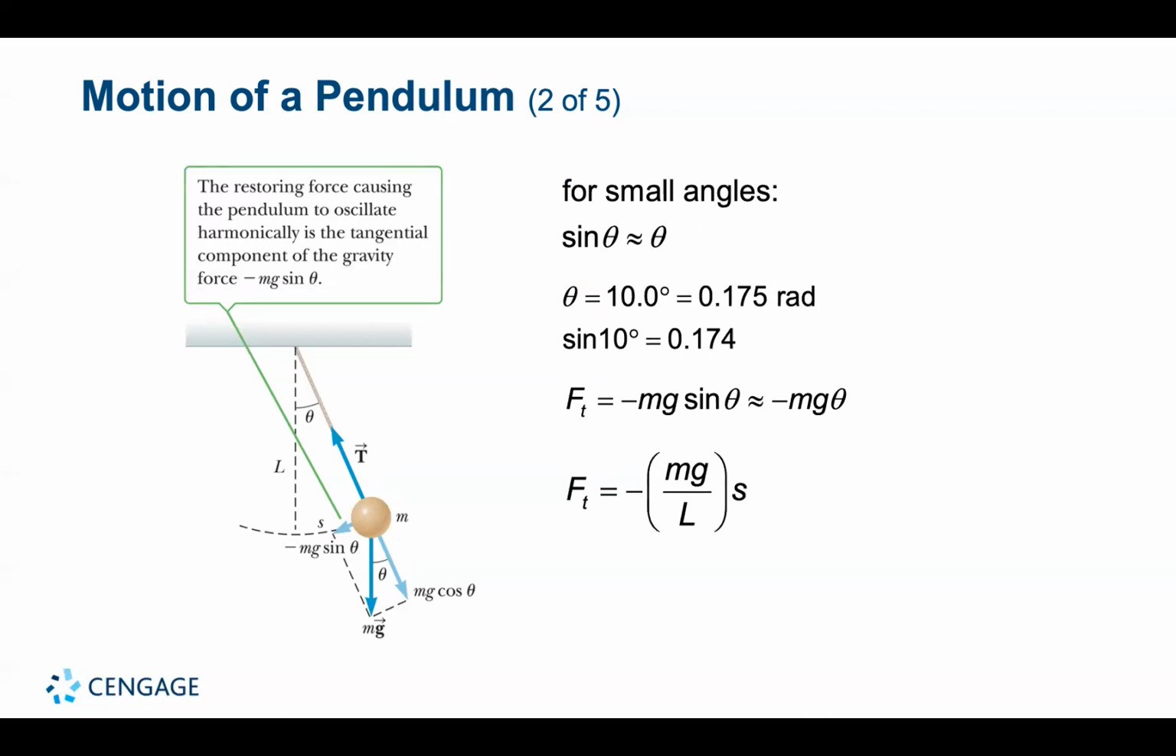For small angles, less than about 15 degrees, the angle theta measured in radians and the sine of the angle are approximately equal. If we take a look at the example for 10 degrees, this means that if we restrict the motion to small angles, our approximation that sine theta is equal to theta is valid, and the restoring force can be written as shown with this simplifying approximation.